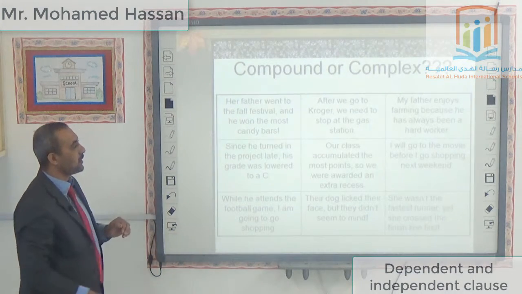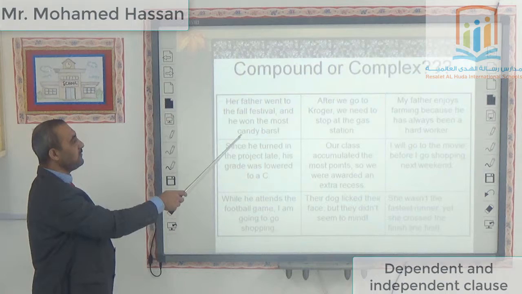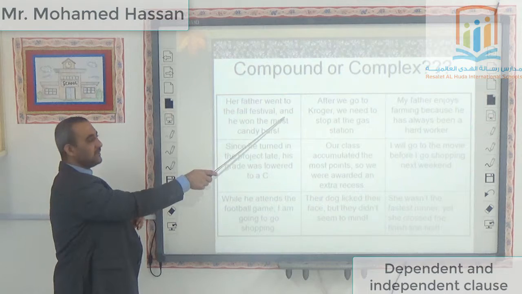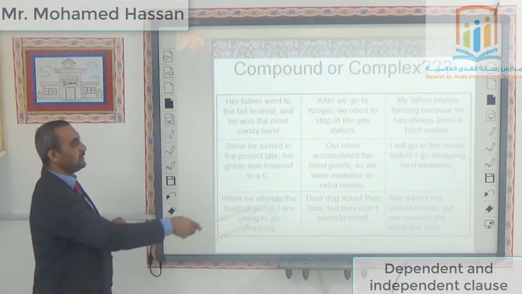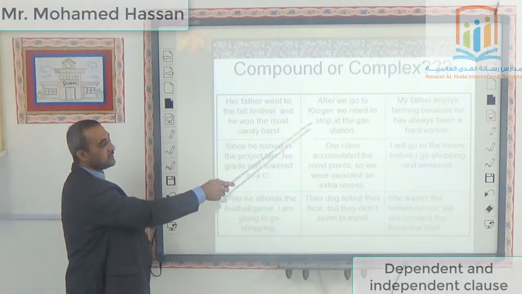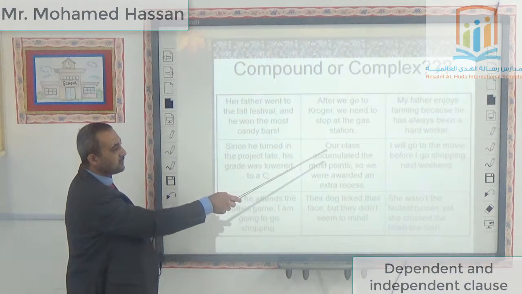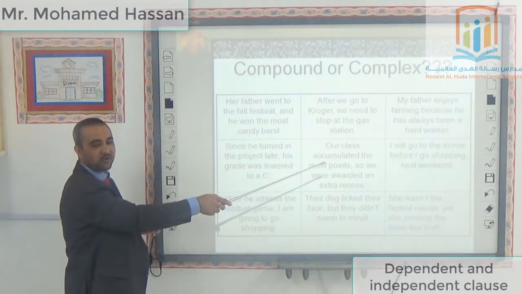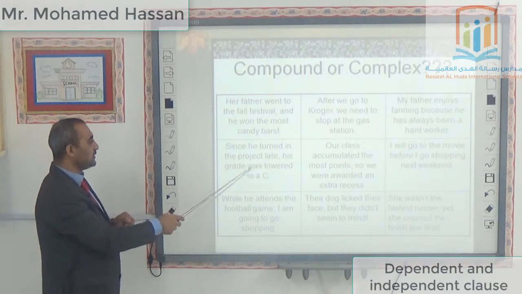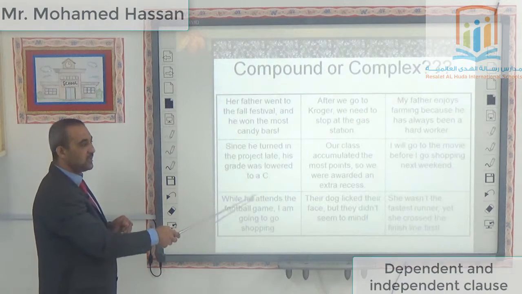Compound or complex, okay? Look here. Her father went to the fall festival and he won the most candy bars. Here I have the word "and." This is a compound sentence. After we go to Kruger, we need to stop at the gas station. This is a complex sentence. My father enjoys farming because he has always been a hard worker. This is a complex sentence. I have "because." Since he turned in the project late, his grade was lowered to a C.